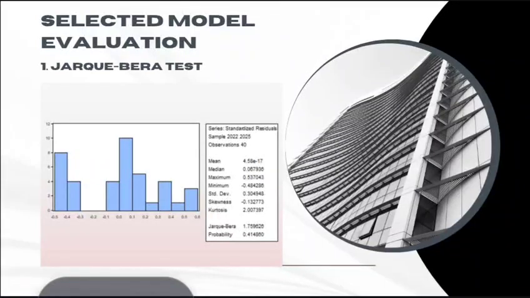Having selected my final model, I ran further diagnostic checks. First, the Jarque-Bera test on standardized residuals, which tests for normality. The probability value here indicates whether the residuals are reasonably close to a normal distribution, an assumption underlying valid regression inference.